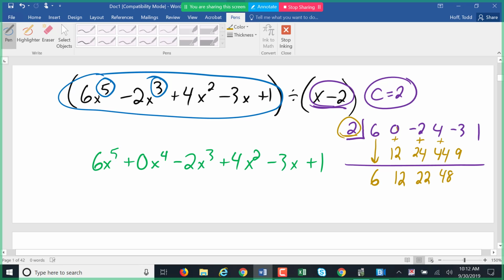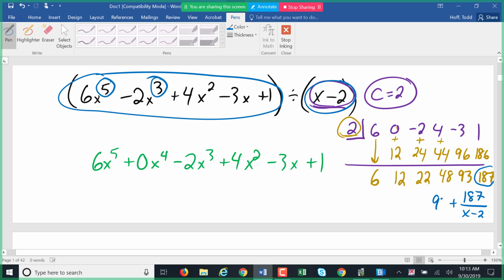48 times 2 is 96. Negative 3 plus 96 is 93. 93 times 2 is 186. 1 plus 186 is 187. Remember, this last one is the remainder, so that is saying 187 over our actual divisor of x minus 2.